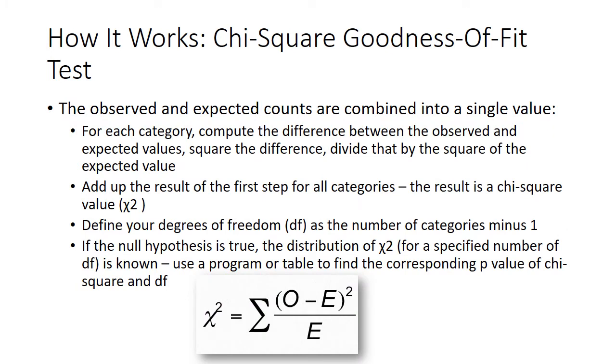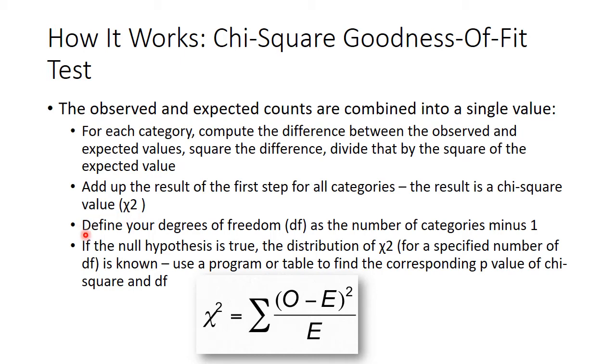So how it actually works is basically we're going to take the observed and expected counts and combine them into a single value. For each of the categories, we compute the difference between the observed and expected values. We square that difference and then divide it by the expected value. And again, I'm not going to have you guys actually do this on the test by any means, but it's important just to look at it and see what goes into these different values, right? Basically, we're going to add up the result of the first step for all the categories, and the result that we get is going to be this chi-square value. You can see the chi-square variable.